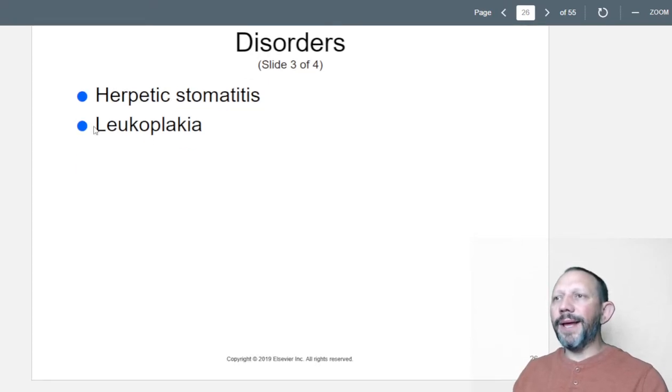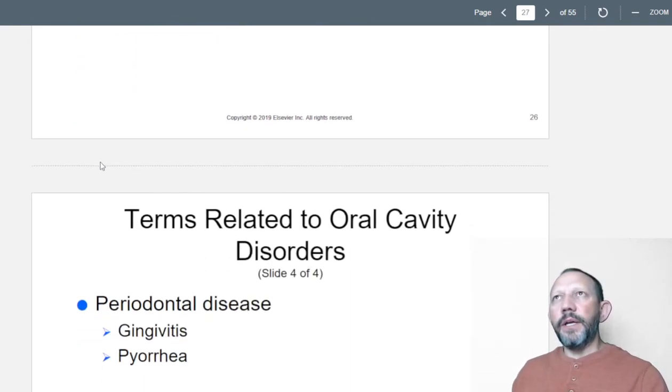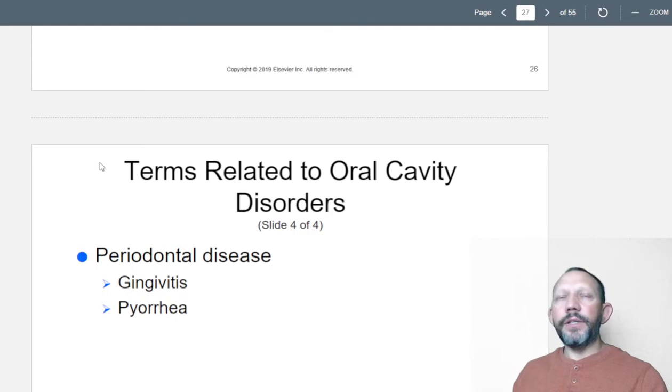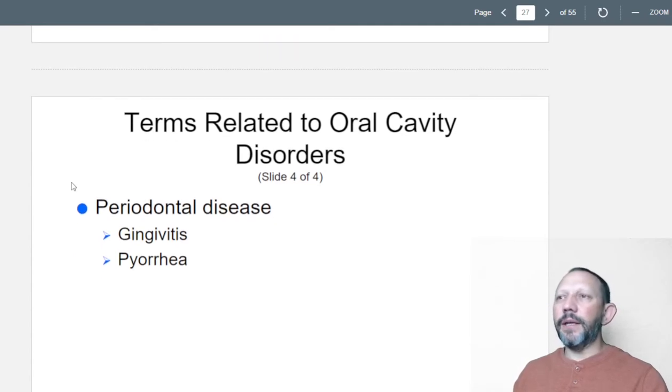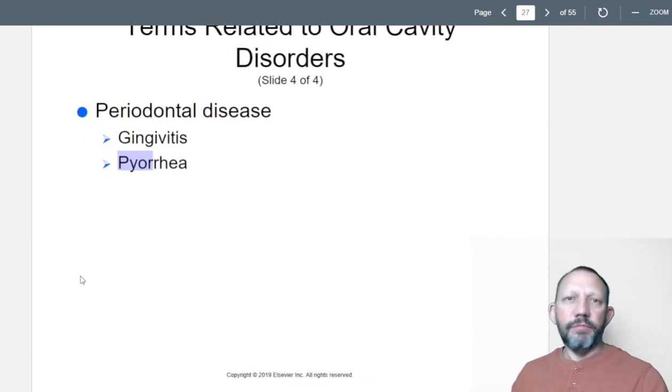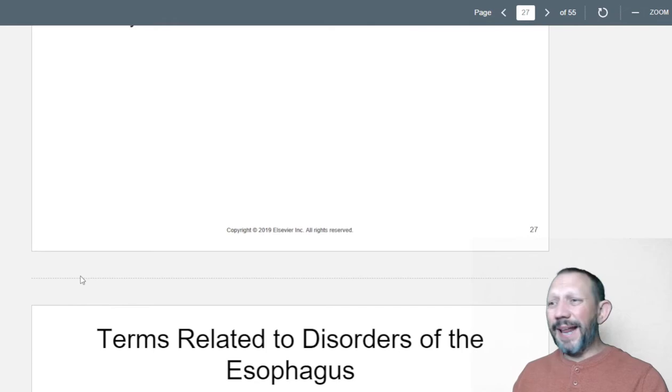Okay, so leukoplakia. Leuko means white, and white plaque. Okay, on the inside of the cheeks. Now that could be part of either like yeast infection or what's called thrush. Okay, we don't want to get that. That's a bad thing. Terms related oral cavity disorder, periodontal disease, gingivitis, swollen. Okay, pyorrhea means rhea means to flow. Okay, it means flowing. And pyo means pus. So we have pus moving out of an infection, maybe an abscess or something.